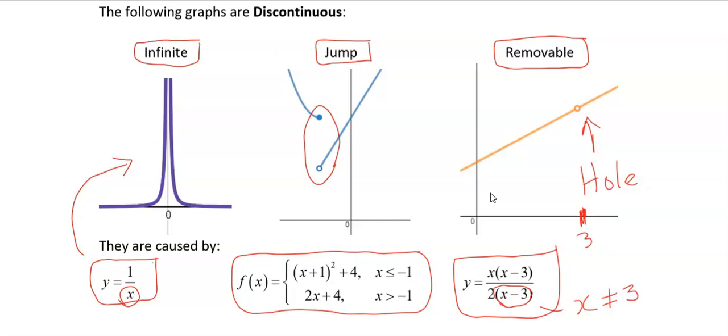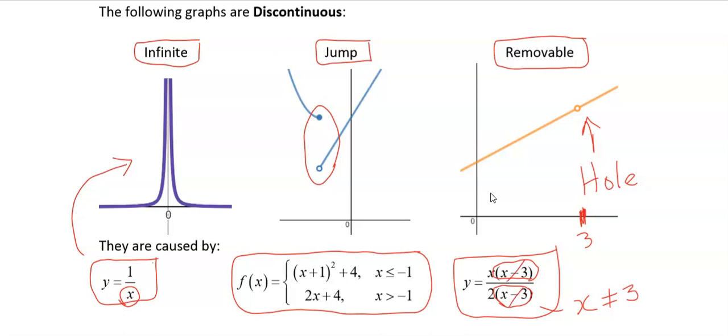But why is it called a removable discontinuity? Well, because if you look at your numerator, you will also see that it also has a factor of x minus 3. So technically, because they're factored, those x minus 3's can cancel.